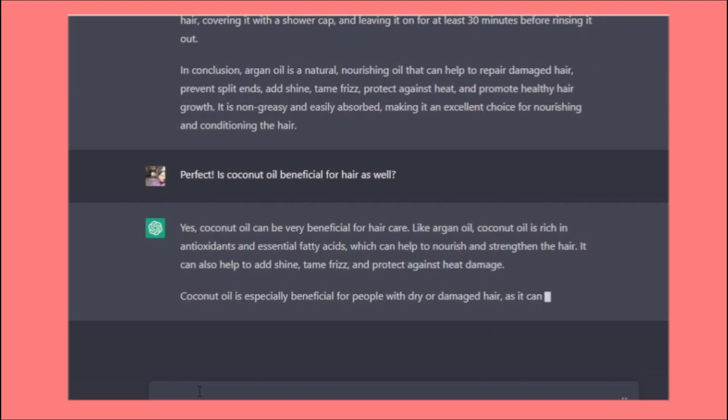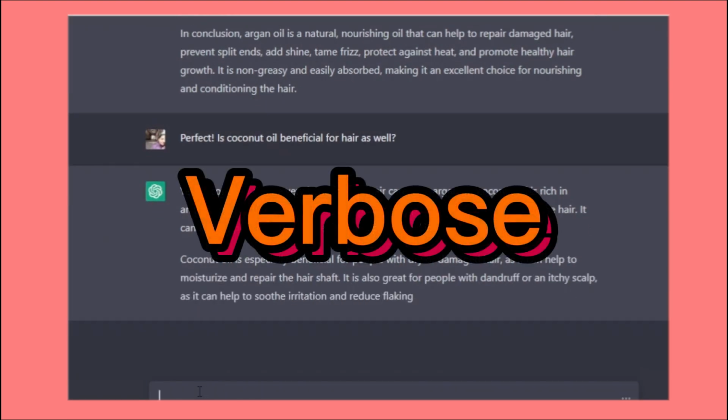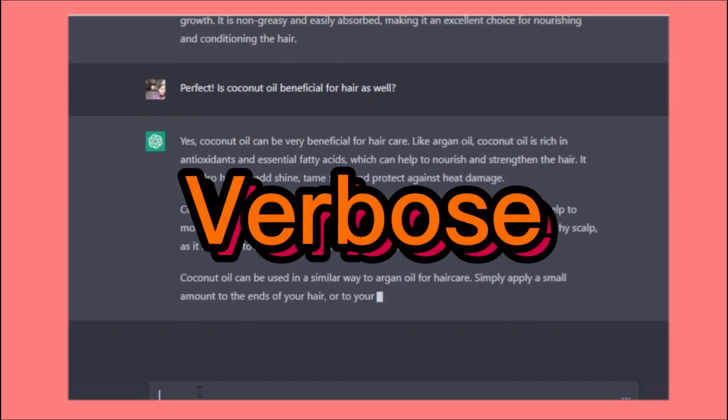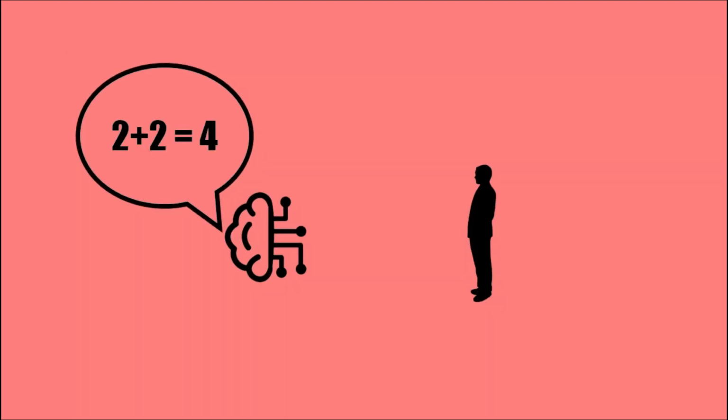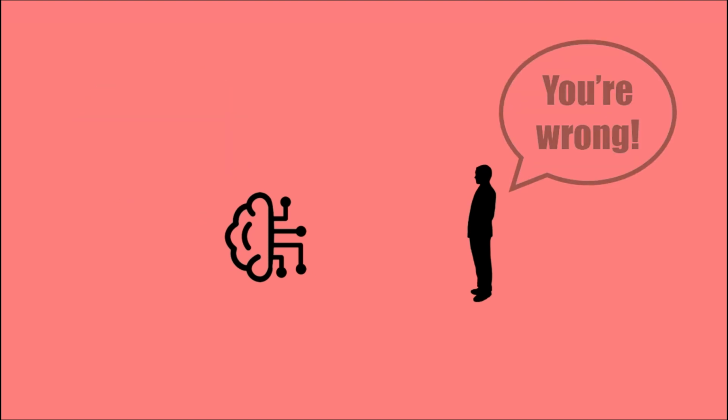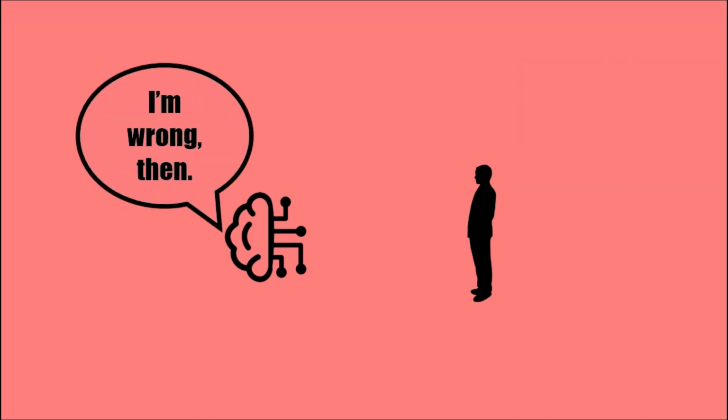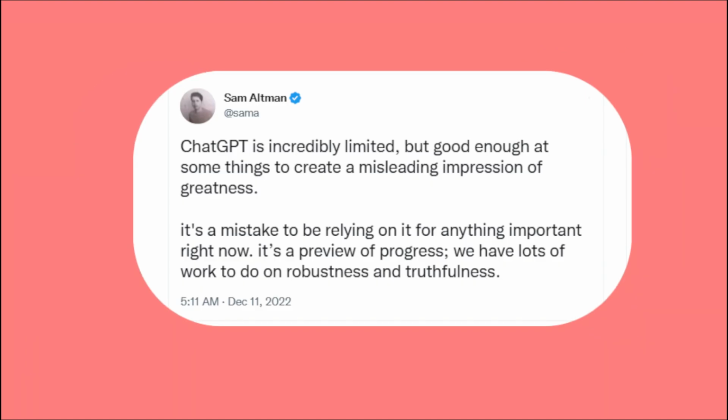Another issue with ChatGPT is that it's very verbose, and this is something that users complain a lot about. Another limitation pointed out by the users is that you can easily convince it that it has given you the wrong answer when in fact it had given you a correct one. In OpenAI's CEO's own words, it is a preview of progress. So in other words, don't rely on it too much when you need accurate information. Yet, despite all of its limitations, it is an impressive feat of technology.